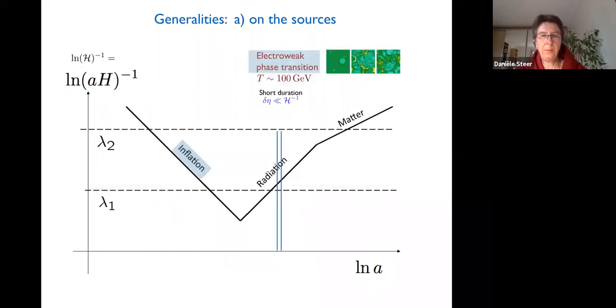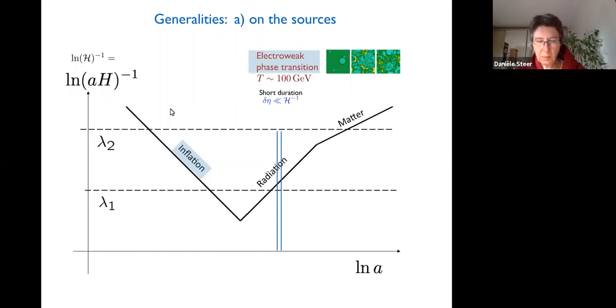Another source I want to look at is the electroweak phase transition, or something which occurs on a short duration of time, short compared to the Hubble parameter, the Hubble distance, or the horizon. So delta eta much smaller than H inverse. It occurs for a short period of time during the radiation era. The electroweak phase transition could be taken as an example of that, at an energy scale of order 100 GeV.